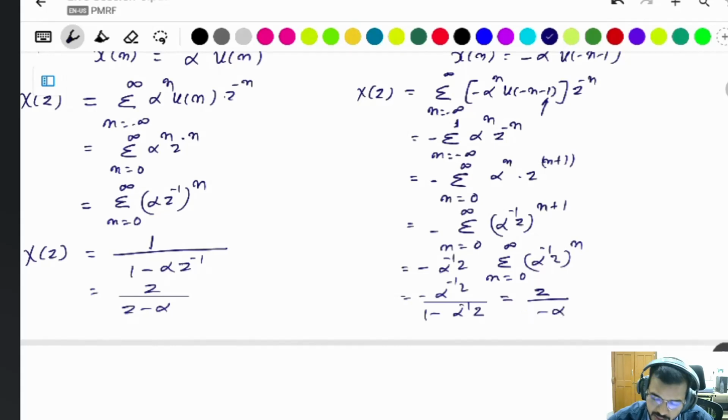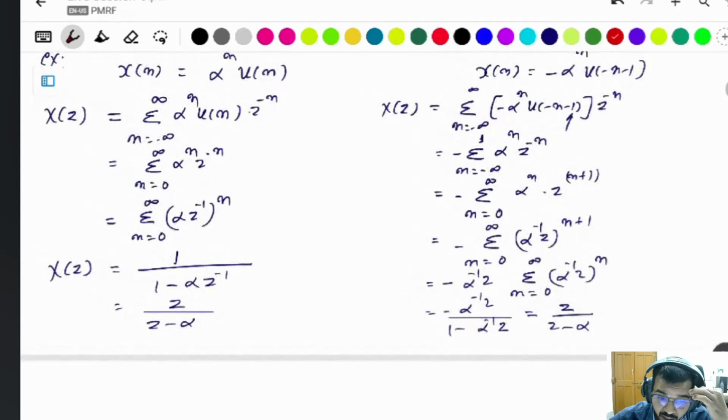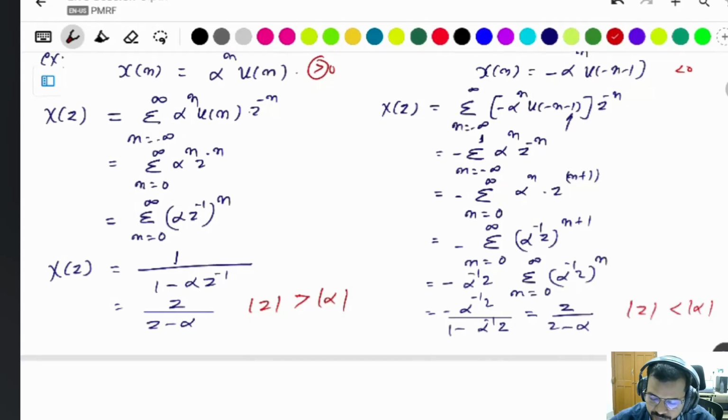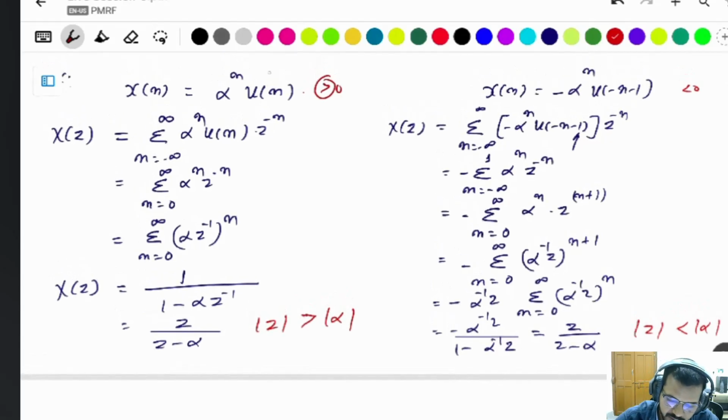In this case, both have the same Z transform, but you can find the difference in the ROC, region of convergence. For the first, n is greater than 0, and for the second, n is less than 0. That's why in this case the mod of z would be greater than mod of alpha, but in the other case the mod of z should be less than mod of alpha. Both ROCs are changed, but the Z transform is the same in the two cases. That's why ROC is an important thing in the transformation of the signal.